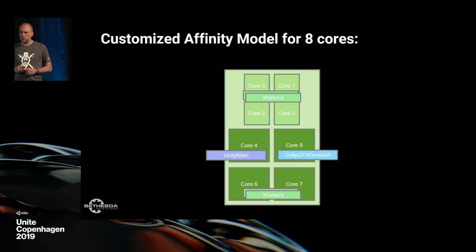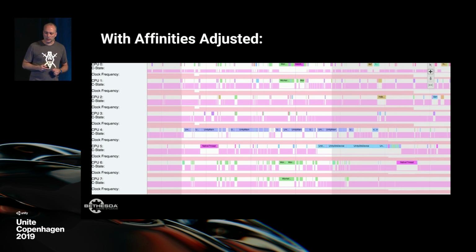We had quite a few fruitful conversations both with Unity and with Google, and thank you for those. What we've tried is basically to assign Unity main to a specific core, assign Unity GFX device to another core, and then distribute workers to other cores. So if we run a systrace, this is what you can see. You can see that Unity main sticks to one, and the same goes for the GFX device, and then workers are also spread.